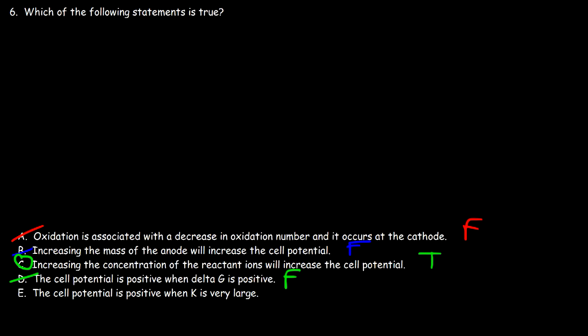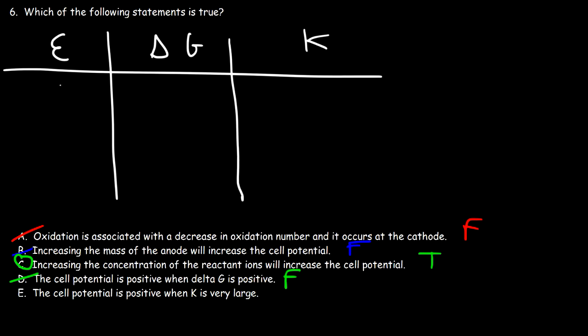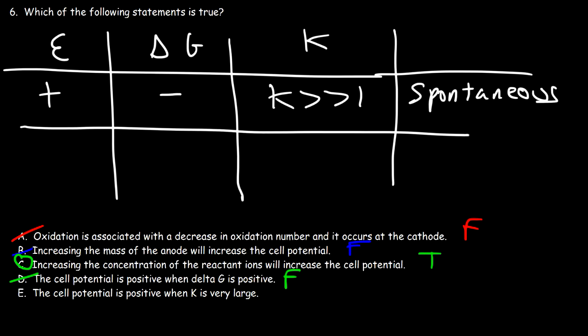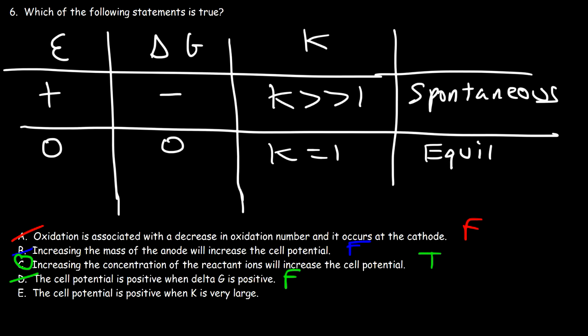So let's make a table between the cell potential, delta G, and K. When the cell potential is positive, delta G is negative, and K is going to be very large. And so what you have is a spontaneous process, a reaction that is product favored. Now, if the cell potential is 0, delta G will be 0, and so K is equal to 1, and the reaction is in equilibrium.